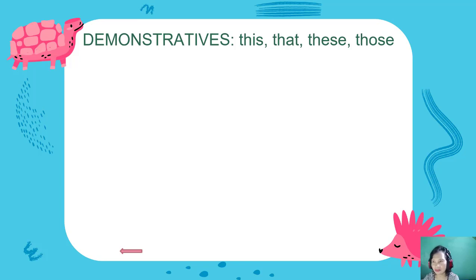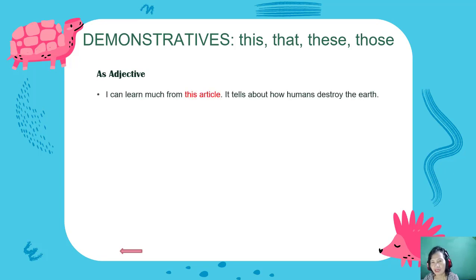This and that are singular. These and those are plural. This and these, it is nearby. The noun is nearby. That and those, it is farther. Okay, as adjective, I can learn much from this article. It tells about how humans destroy the earth.